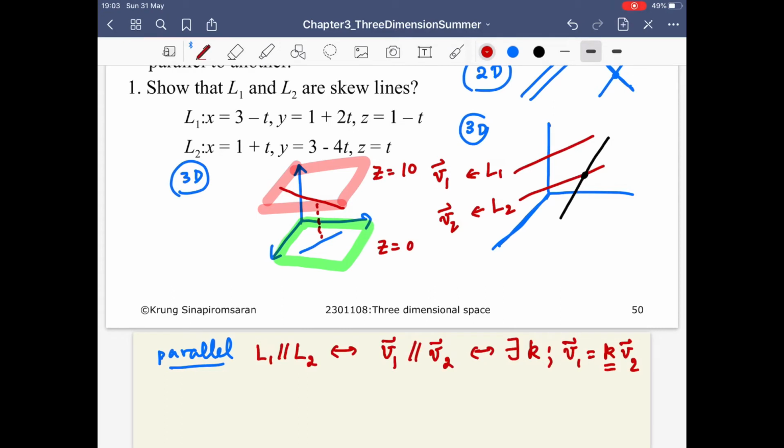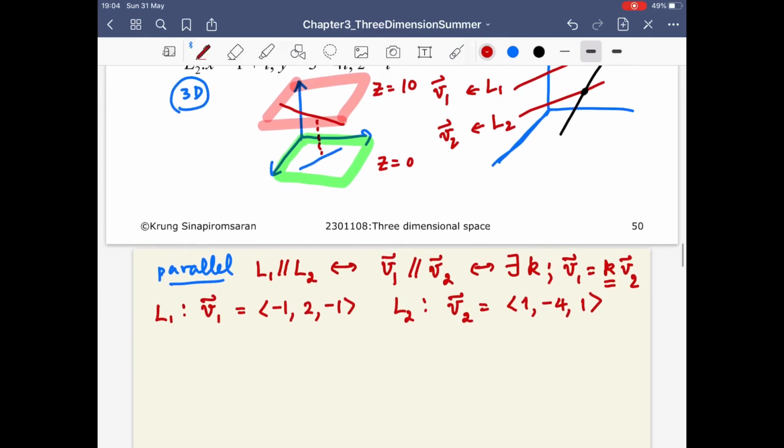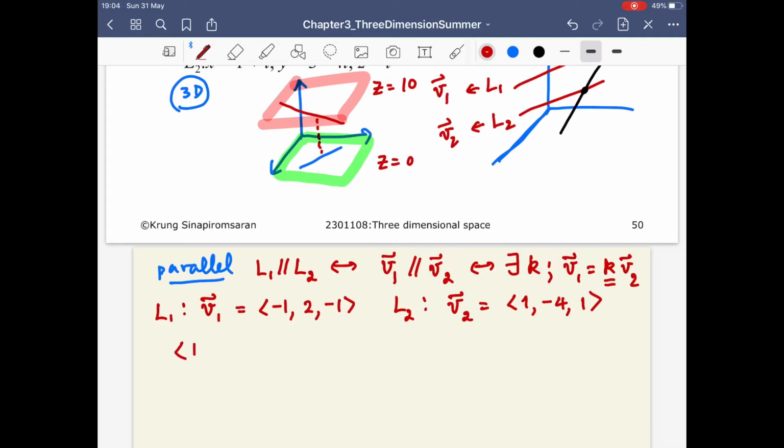So let's look at your L1. The V1 is the coefficient in front of your t, the vector that's parallel, so it is -1, 2, -1. And for your L2, the V2 is the same thing, the coefficients in front of your t, so we get 1, -4, and 1. Can you see the ones in front of the t? So let us assume that V1 equals k V2, just pretend.